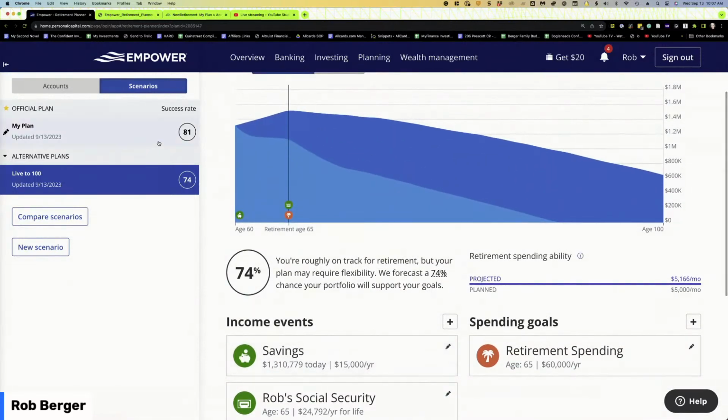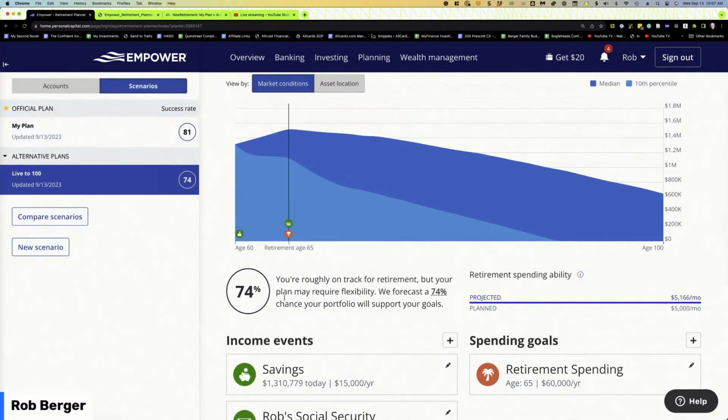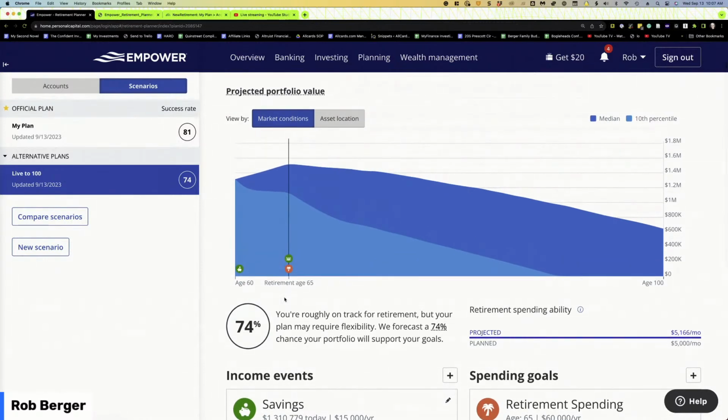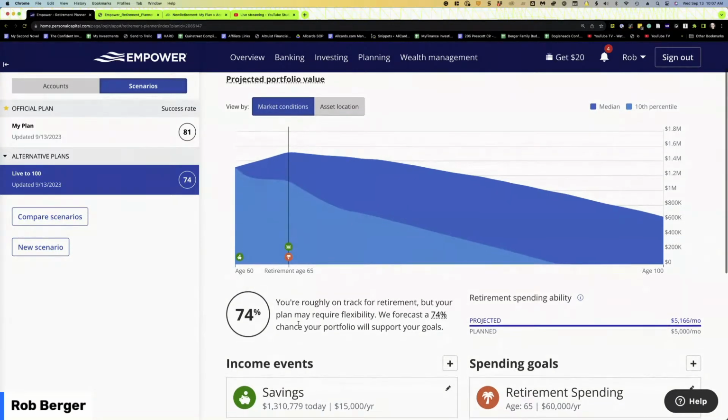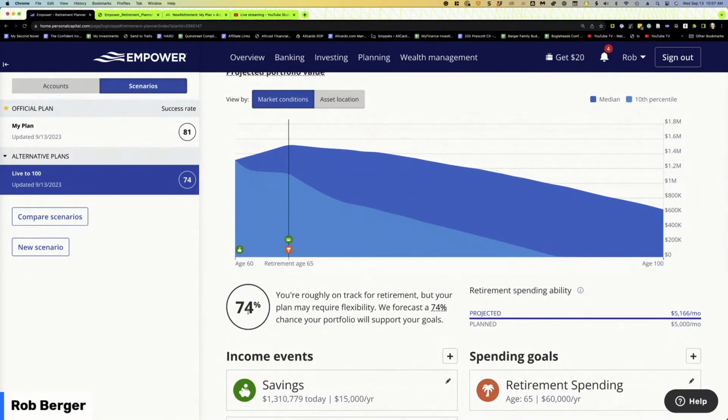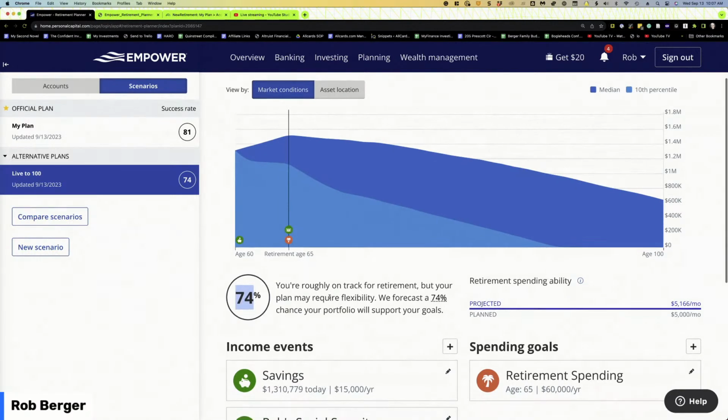Okay, so what do we got? Well, by and large, we were at 81% chance of success, and it dropped to 74%. What Empower says is you want to aim for at least 80%. I think that's, for the most part, probably accurate on a Monte Carlo analysis, particularly if you're just using historical data. So 74% would give me a little bit of concern, but this shows you, okay, we live an extra 5 years. That means we spend more money, and we drop our chances of success down to 74%.